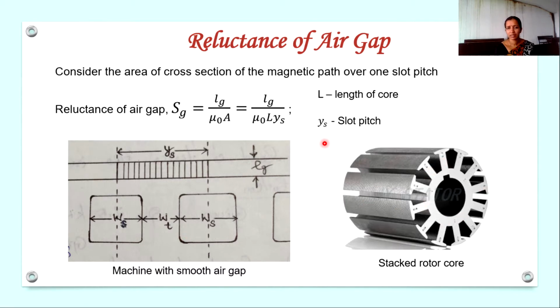Just for the purpose of calculating this area, I am showing this figure. So we have to calculate area of the air gap under one slot pitch. So if we draw a slot like this in the two-dimensional view, it is not actually like this. A slot will be extending over the entire length of the machine.